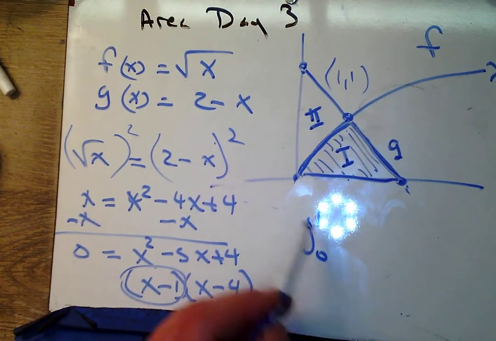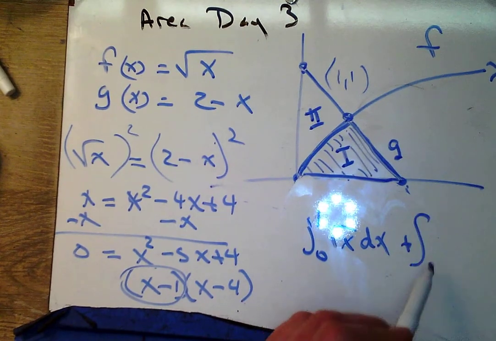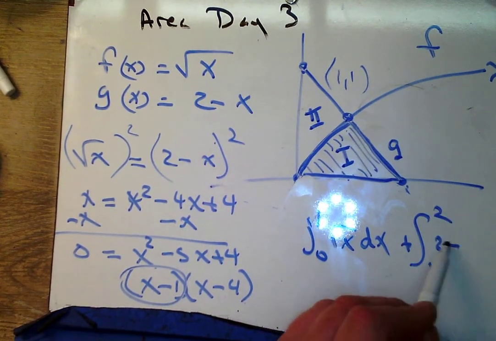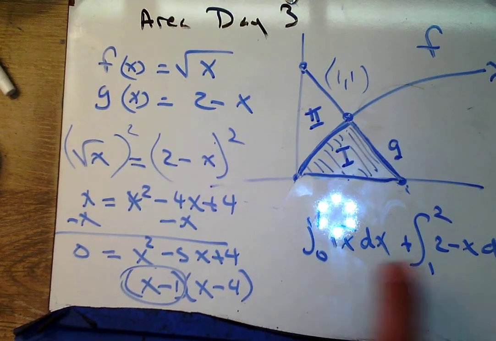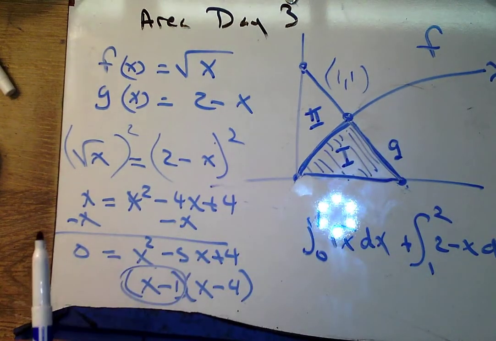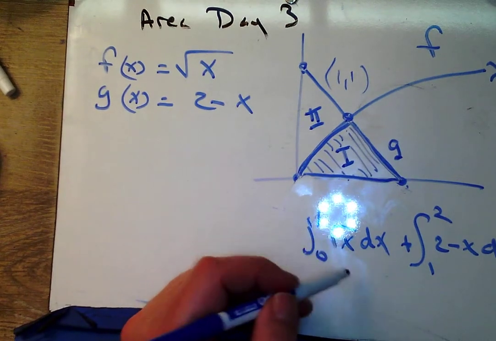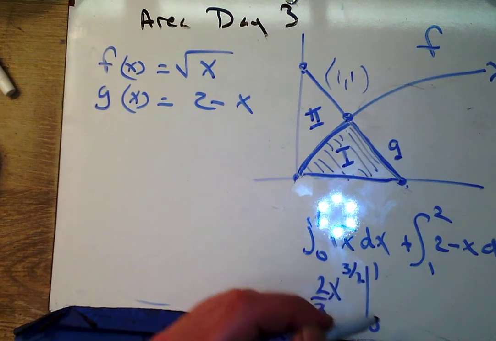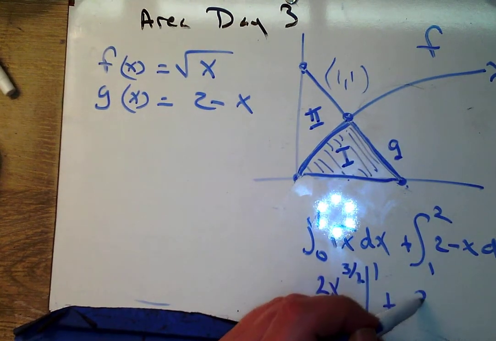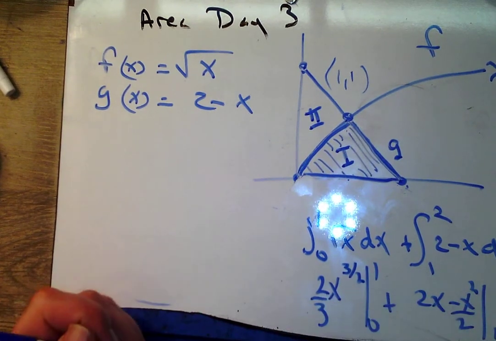So I'm integrating from 0 to 1, square root of x dx. And then I want to add to that the integral from 1 to 2 of 2 minus x dx. That's pretty easy and straightforward, but it's definitely requiring two separate integrals over two separate intervals from me. So what would we have here? Well, this is going to be x to the 3 halves with the 2/3 in front from 0 to 1. Plus here we're going to have 2x minus x squared over 2 from 1 to 2.